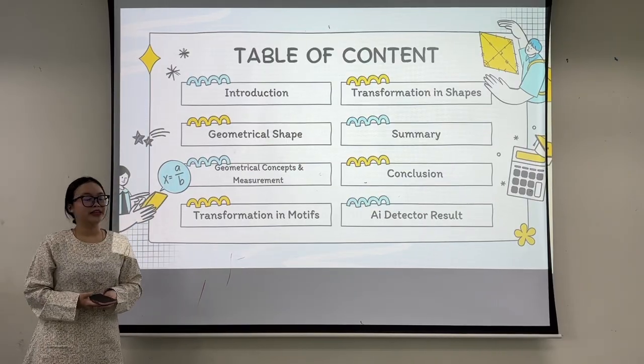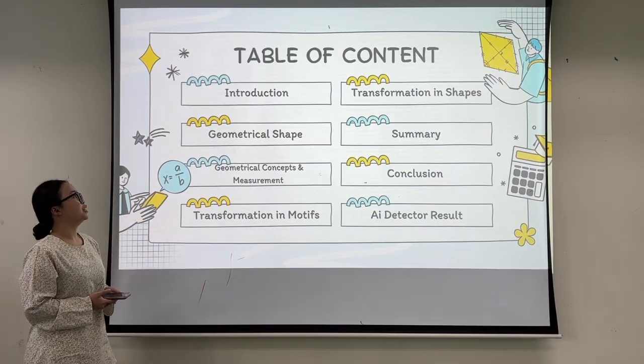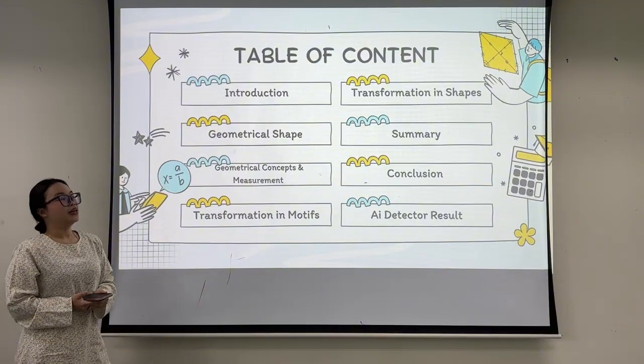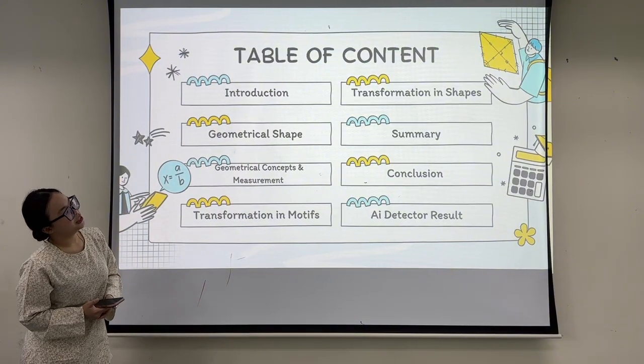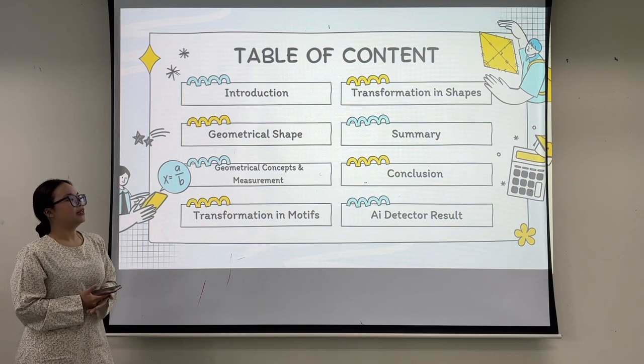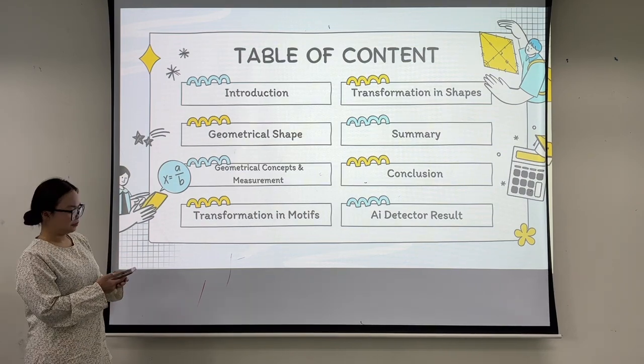So for the table of content, we are going to start with the introduction, followed by geometrical shape, geometrical concept and measurement, transformations in motif, transformation in shape, summary, conclusion, and the last one is AI detection result.